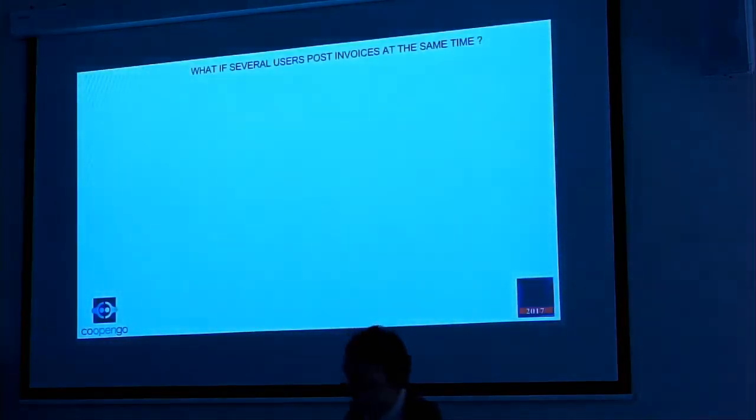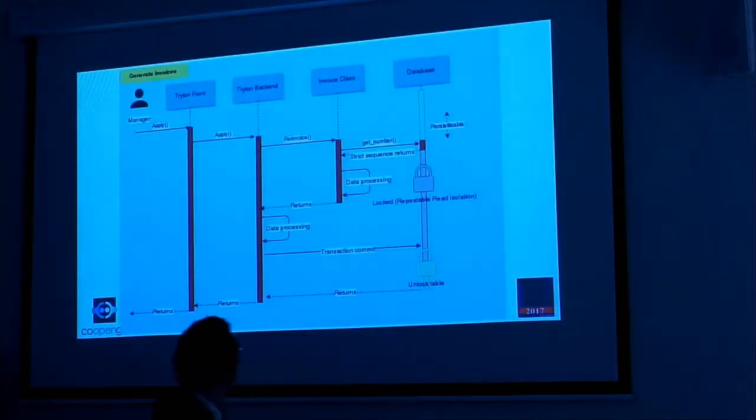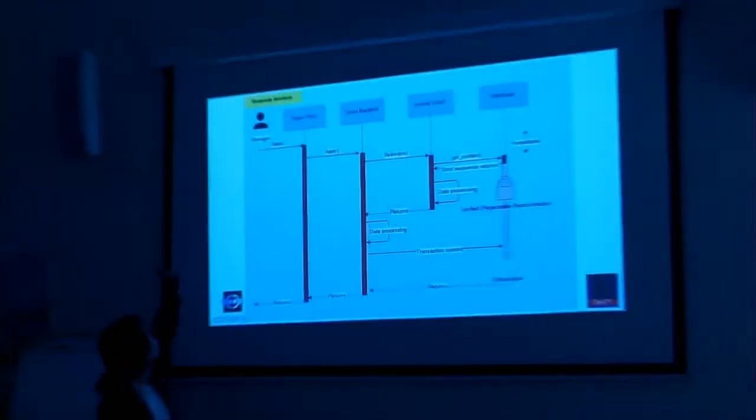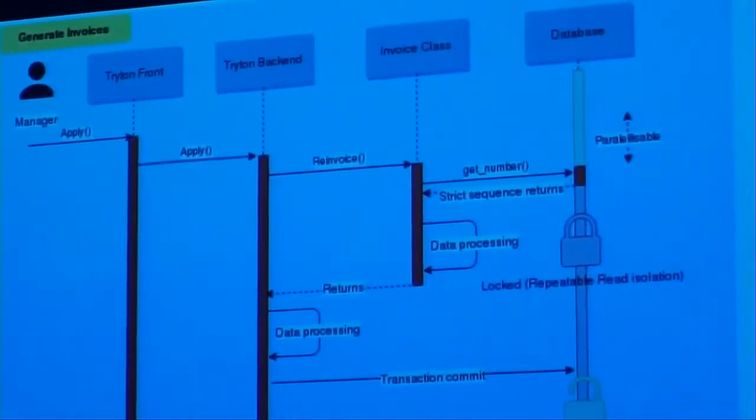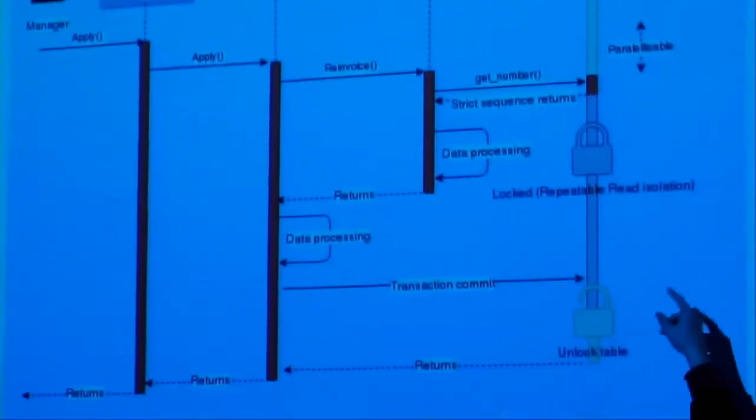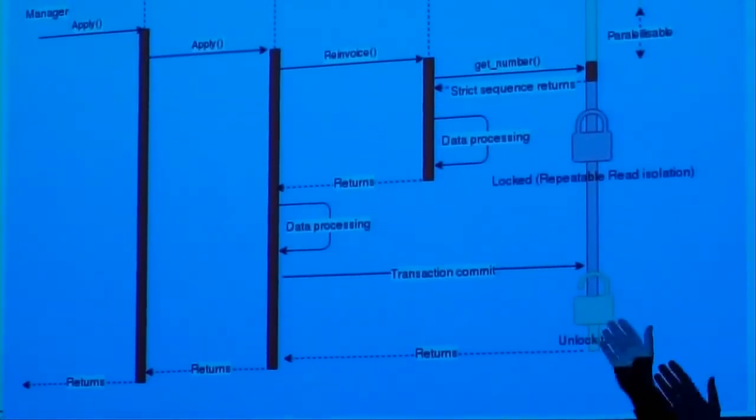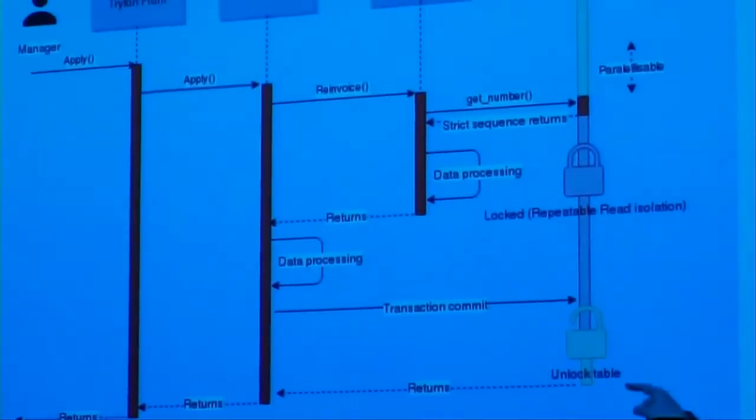So this is what happens now. The problem we have: an action on the contract calls something that posts invoices. So we call get number. From the moment get number is called, the table is locked. So if another user comes and tries to get a number, he will get the database operational error. The part in red here is what cannot be done concurrently.